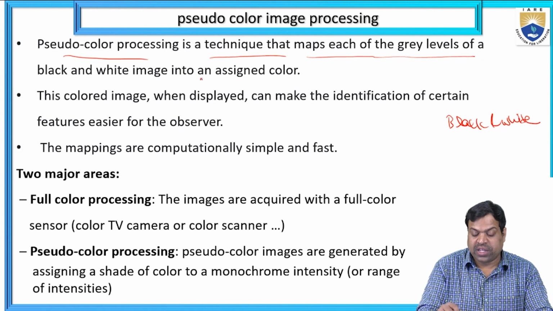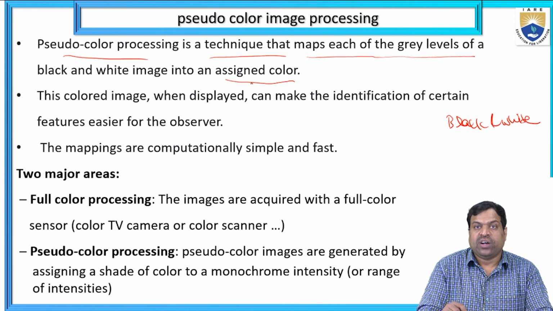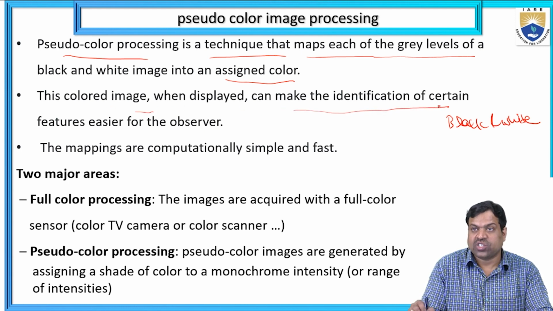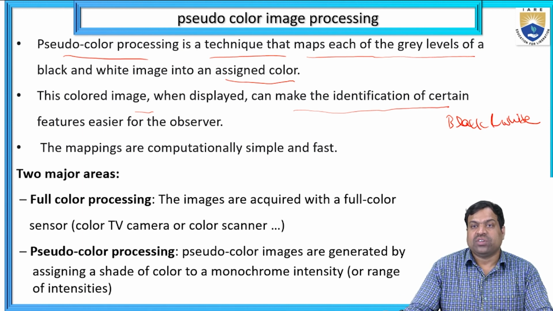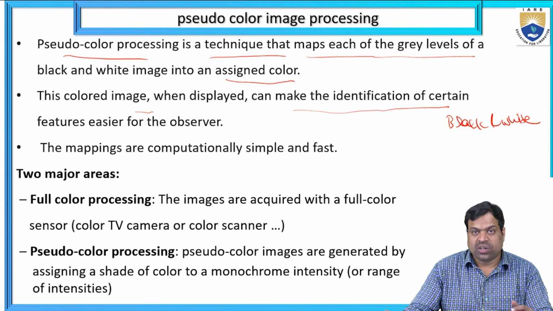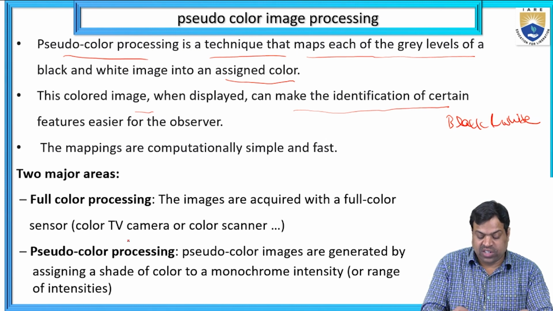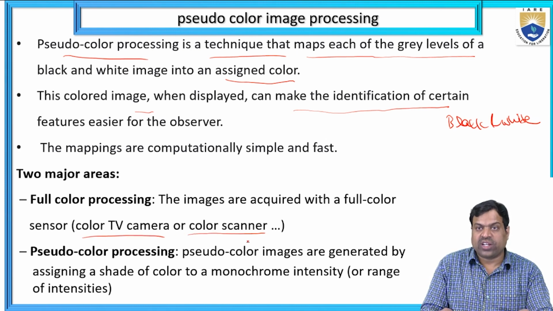Levels of a black and white image are mapped into an assigned color, and the color image, when displayed, can make the identification of certain features easier for the observer. The mappings are computationally simple and fast. So what are the major areas of pseudo color? Full color processing and pseudo color processing. So what is full color processing and what is pseudo color processing? We'll discuss. The images are acquired with a full color sensor, that is a color TV camera or color scanner.